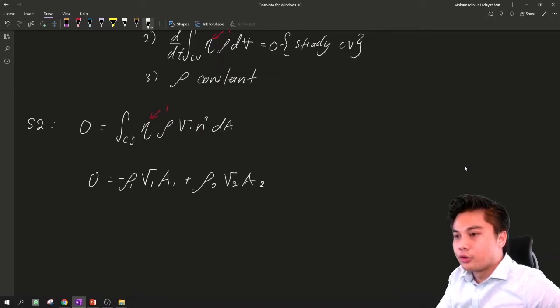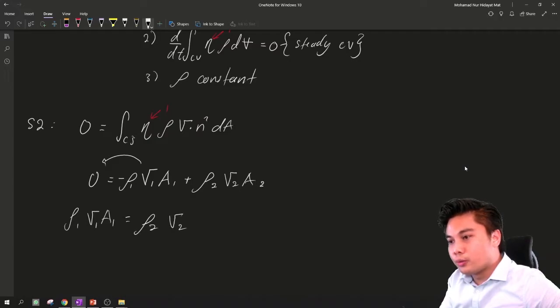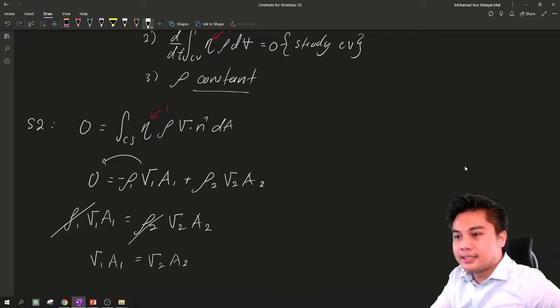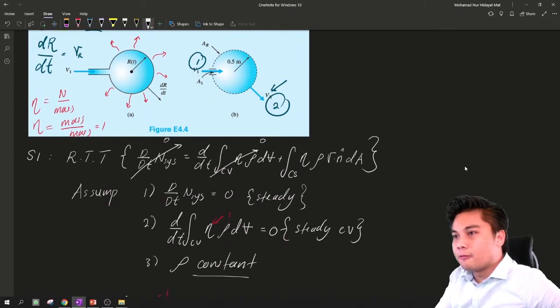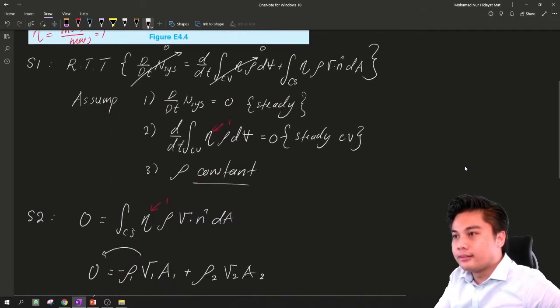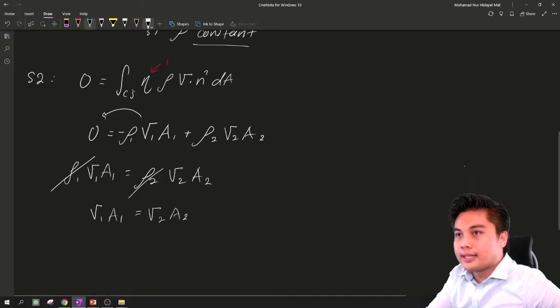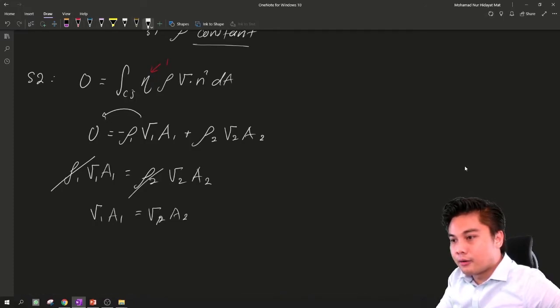This is a1. So rearrange the equation, move to the other side. Rho 1 v1 a1 equal to rho 2 v2 a2. And since the density is constant, we can cancel out density, only leave v1 a1 equal to v2 a2. So actually v2 is the velocity of radius, in the radial direction. So we can actually replace v2 with Vr.